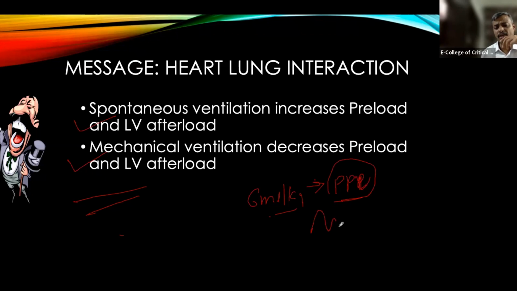Always look at the phasic variation. You can look at the phasic variation in the pulse oximeter, even if you are not able to put in an arterial line. The moment you put the pulse oximeter, there will be a phasic variation. That itself tells you that sometimes the patient needs fluids.